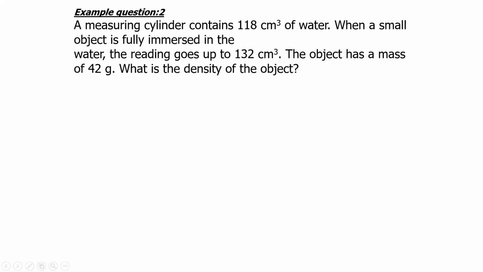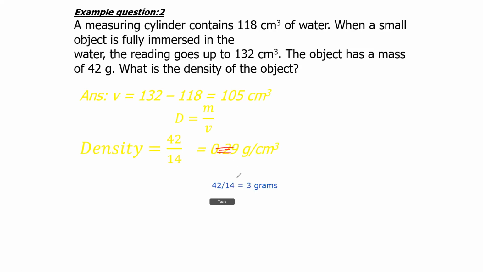Yeah, what's the answer for the density of the object which is lowered in the measuring cylinder? Yeah, that's 3. This is not 0.29, it is actually 3. That's right, Ishra, not 0.29, actually it is 3.